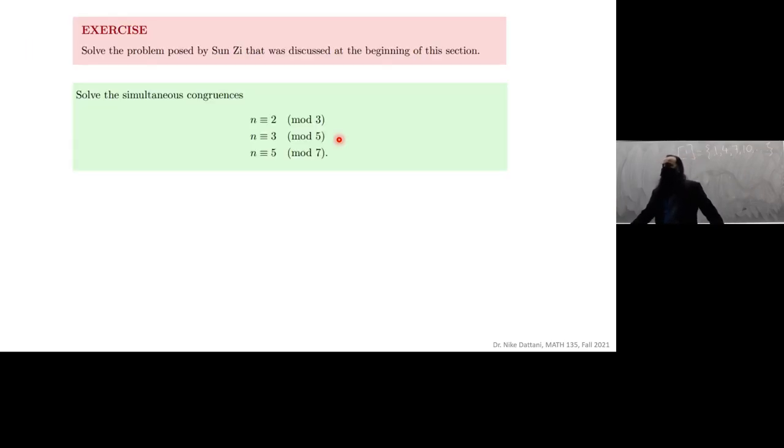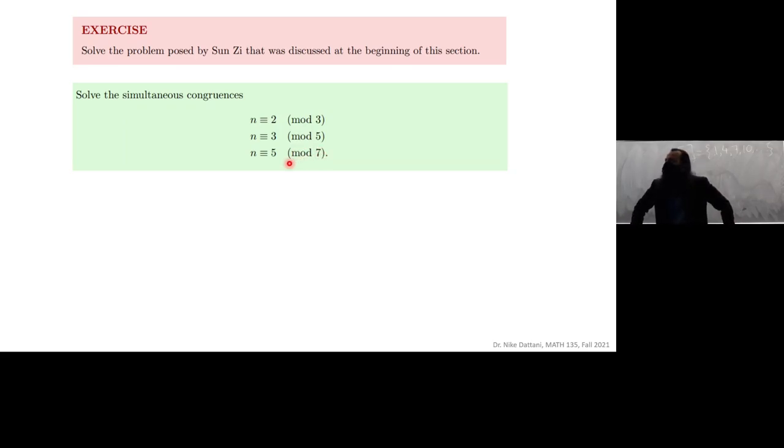Okay, so here's an exercise from the book. Solve the problem posed by Sun Tzu that was discussed at the beginning of this section. Solve these simultaneous congruences. When you divide the number by 3, you get a remainder of 2. When you divide by 5, you get a remainder of 3. When you divide by 7, you get a remainder of 5.